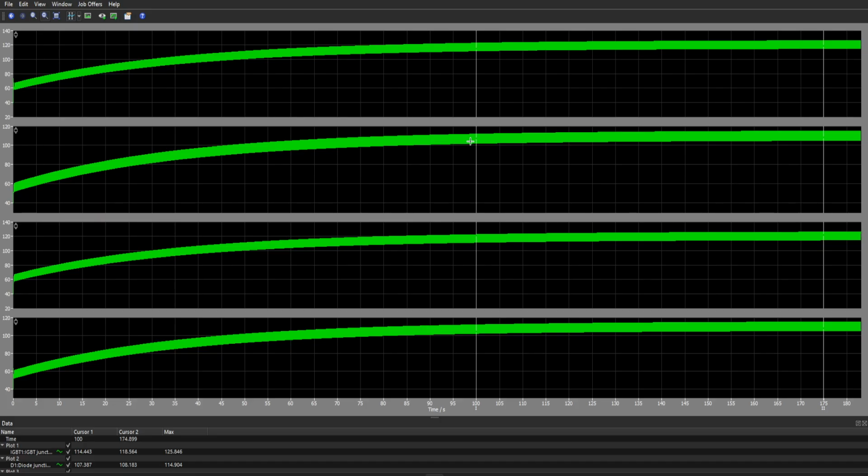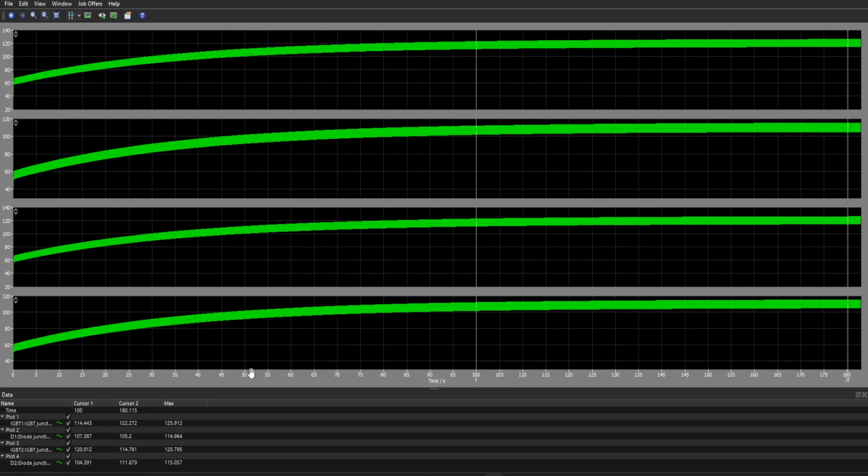The temperatures have reached more or less a steady state level, and the maximum temperature we can measure is around 125 degrees for the IGBTs and 115 for the diode. Maybe 2 or 3 degrees more if we waited exactly 300 seconds, but this is it.